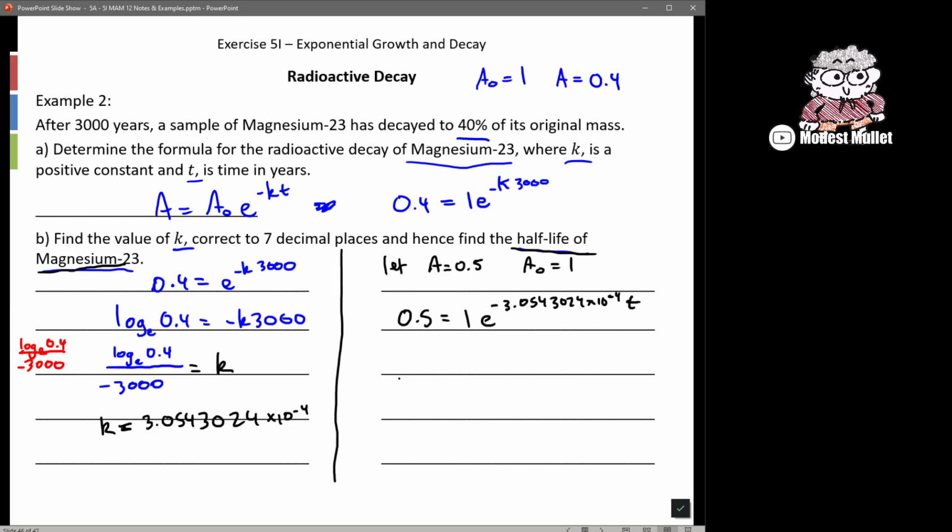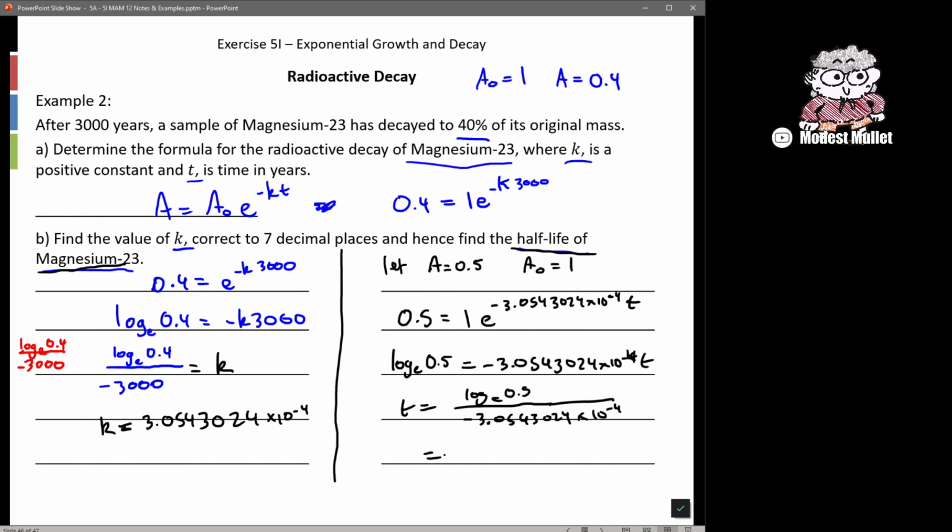So same thing, we can take the log natural of both sides. So we get log base e of 0.5 is equal to negative 3.0543024 by 10 to the negative 4 t. That means t is going to be equal to log base e of 0.5 divided by negative 3.0543024 by 10 to the negative 4. Cannot forget that, by 10 to the negative 4.